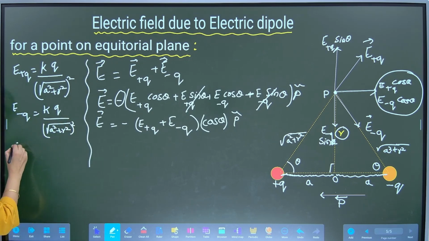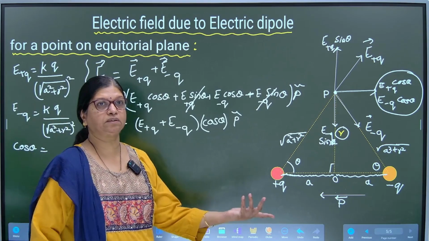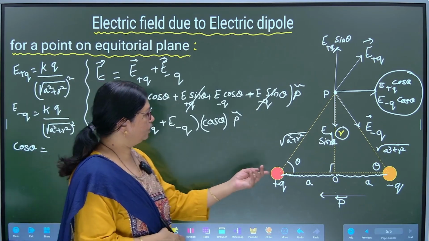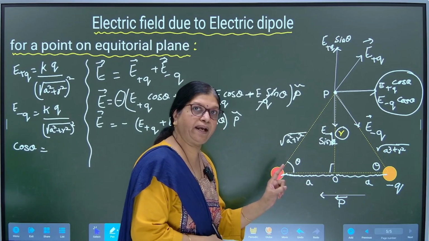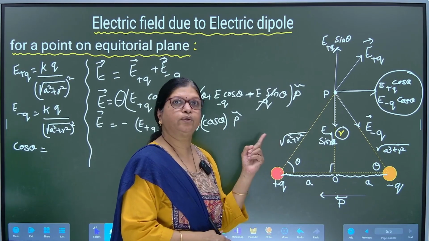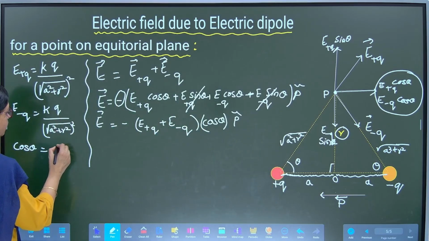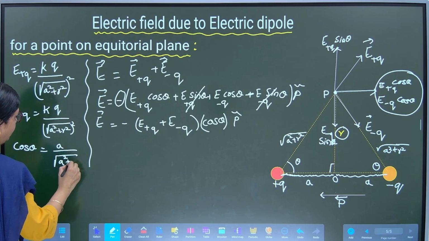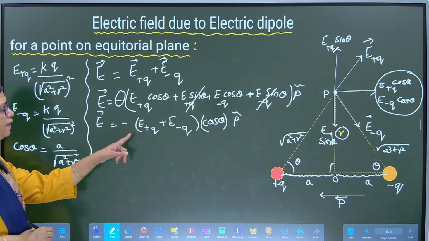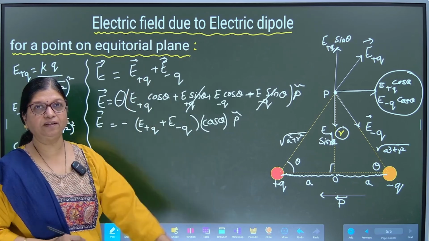Fine. Cos theta. Look at the diagram and see me. What is the value of cos theta? What is the expression for cos theta? You can look at cos theta here. Cos theta is adjacent side upon hypotenuse. What is our adjacent side? A. Hypotenuse is again this root of A square plus R square, that we will write here. So cos theta is equal to A, adjacent side, upon root of A square plus R square. So I am ready with the three expressions. I'll just substitute here.